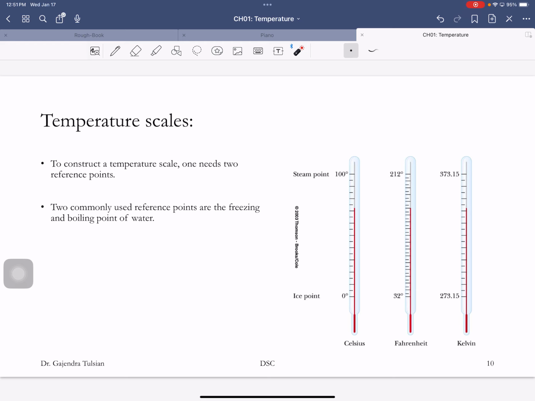Now let me point out something. How many degrees are there between this temperature and that temperature on this scale? 100 degrees. How about this scale? 180. So you see there are 180 divisions between the same two temperatures, versus 100 divisions. So this is sort of a finer scale. This scale was invented when you want a finer measurement of temperature.